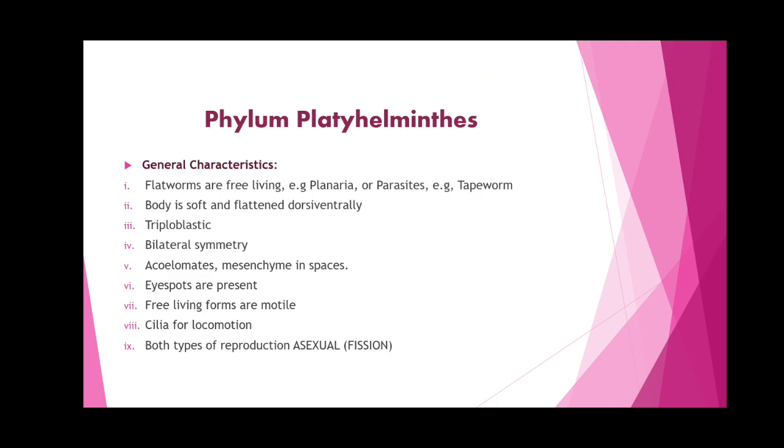These organisms are called acoelomates. It means there is no true body cavity, and inside the layers a space is present which is called mesenchyme. Now the organisms have eye spots which help the organism to detect light.